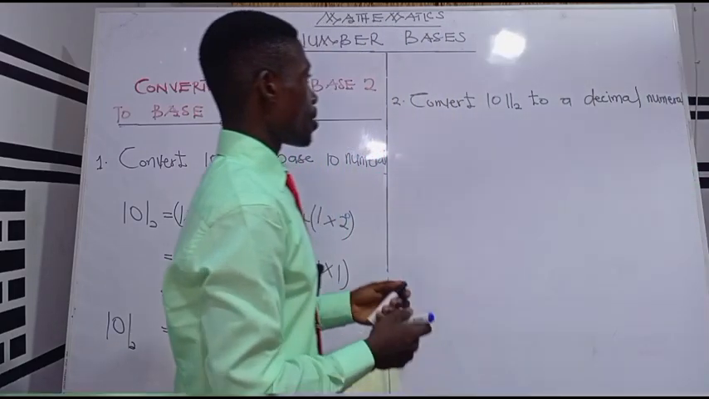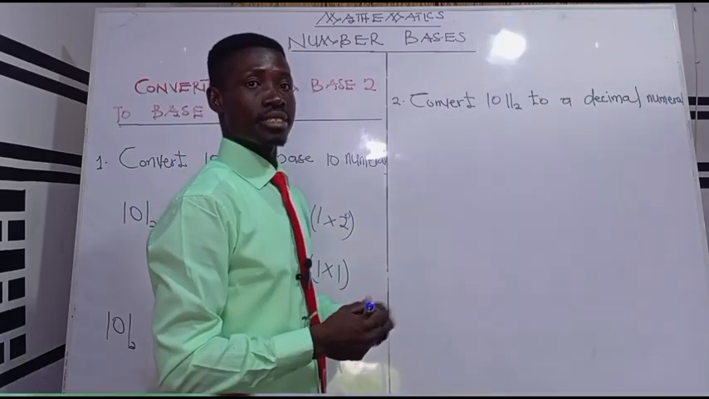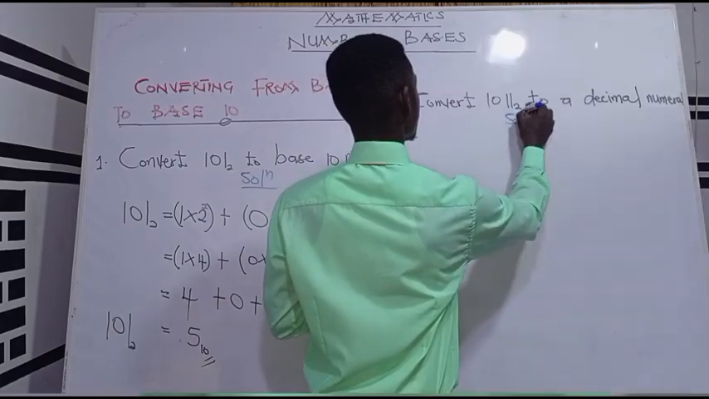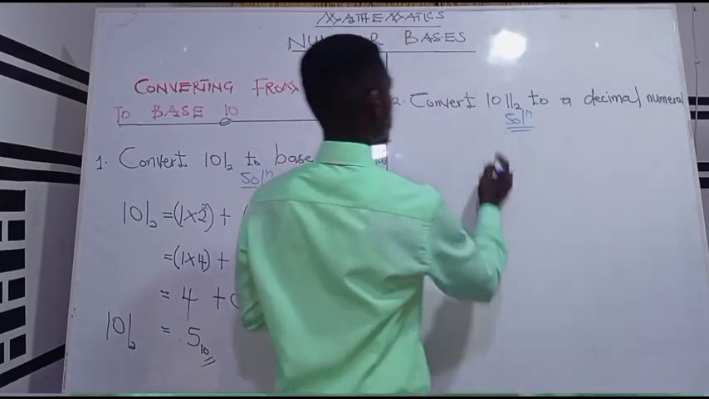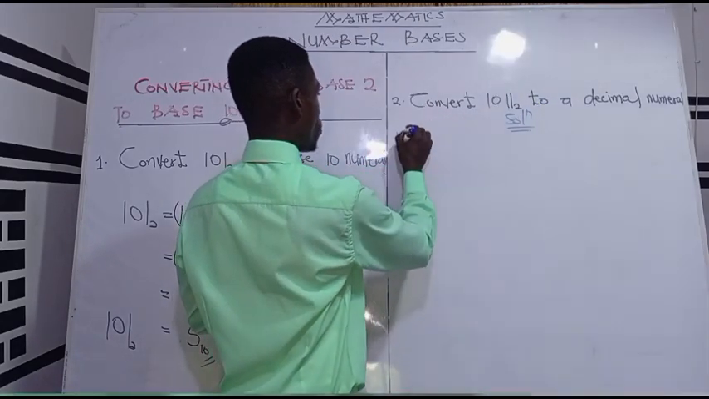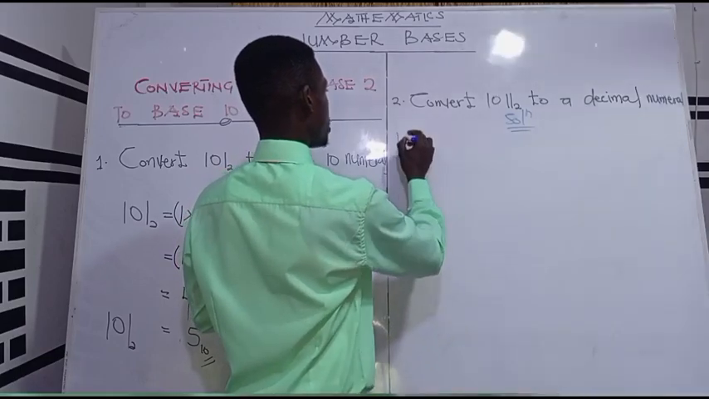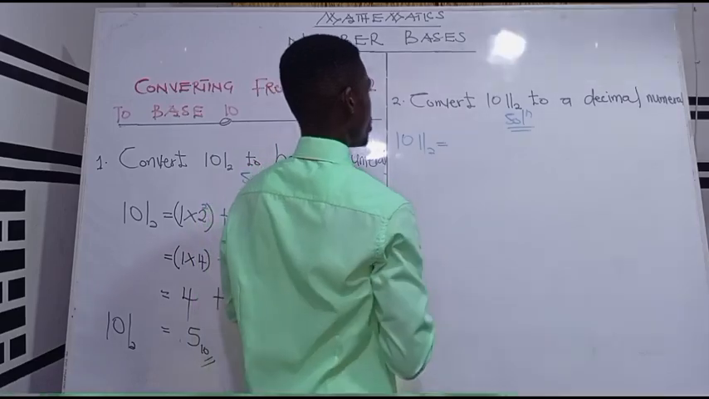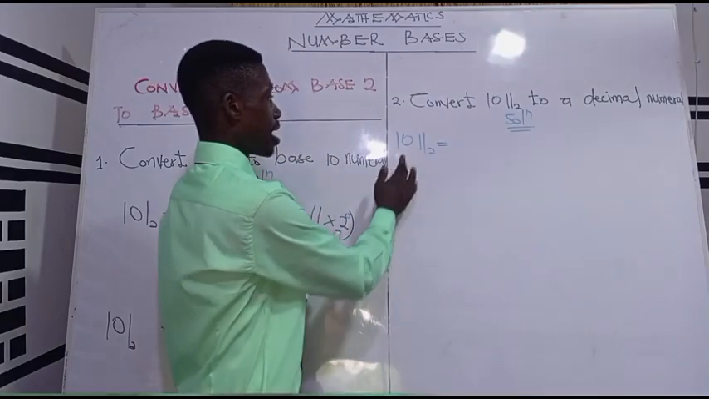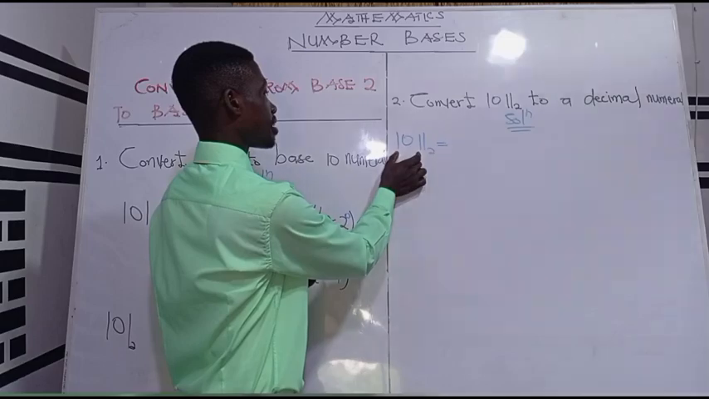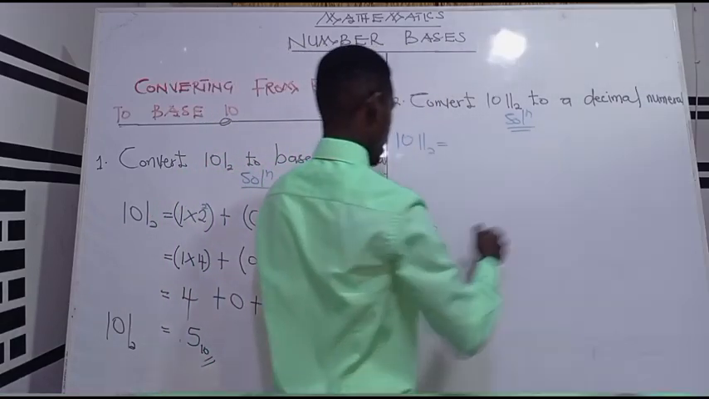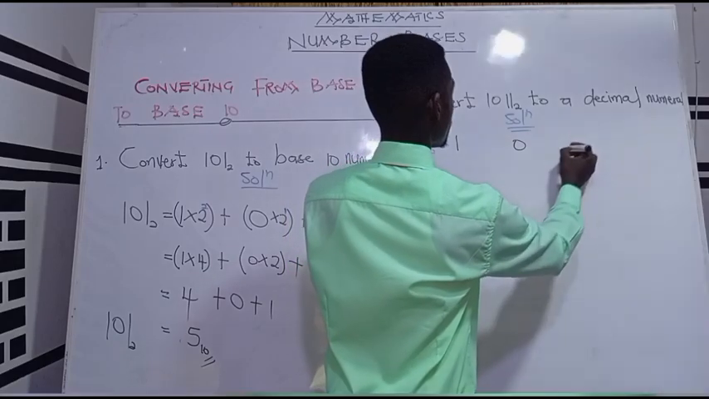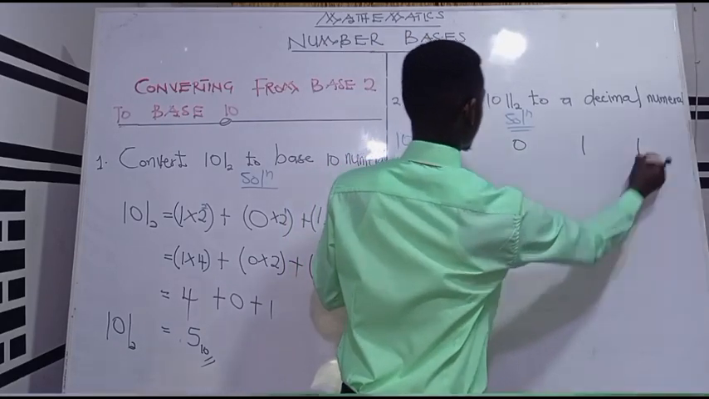So I guess you were able to solve it. Let's solve it together, okay? So we have our solution. So we are going to write our number 1011 base 2. As I said earlier on, we are going to write this number in order here. So we have 1, 0, 1, 1.